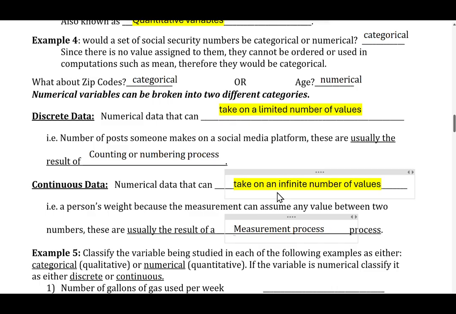So the quick way of talking about discrete versus continuous, well, first of all, again, these are both numerical variables. If we're talking about numerical variables, we're talking about values that have a specific order. If we're talking about categorical variables, we do not apply discrete and continuous. Discrete, again, is generally the result of a counting or numbering process, and continuous data is usually the result of a measurement process. This is the easy way of remembering these.